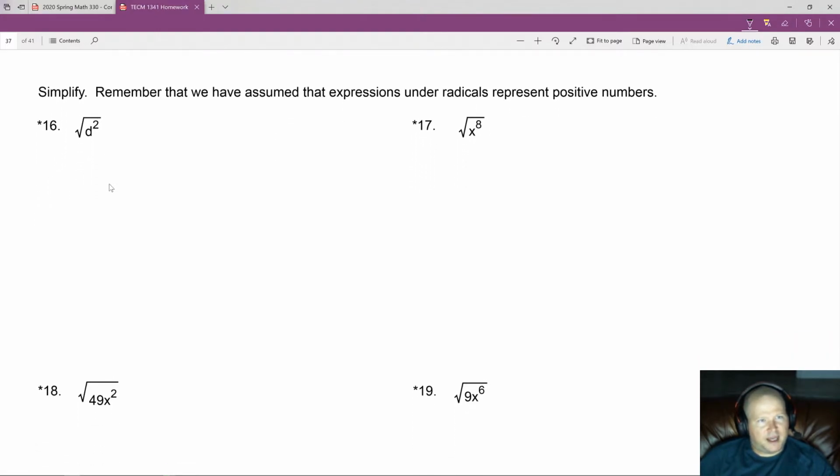Simplify. Remember that we have assumed that expressions under radicals represent positive numbers. All right. The square root of d squared is d, right? Because we just simply divide that exponent by 2. So this is really saying 2 divided by 2 gives me 1, which gives me just d. Over here, the same kind of thing. So we have d to the 8th. Because there's an understood or implied 2 there, the index, we're going to divide that by 2. 8 divided by 2 is 4.